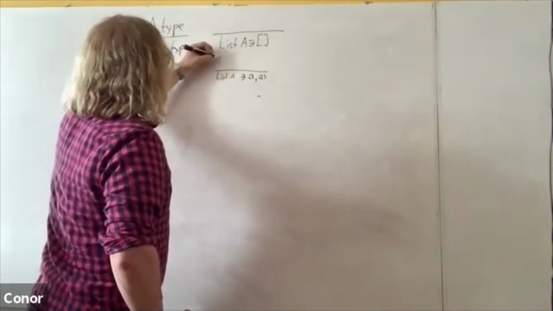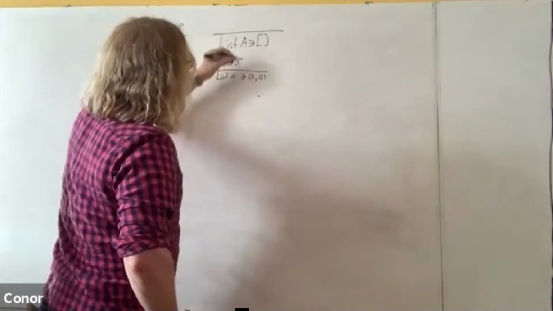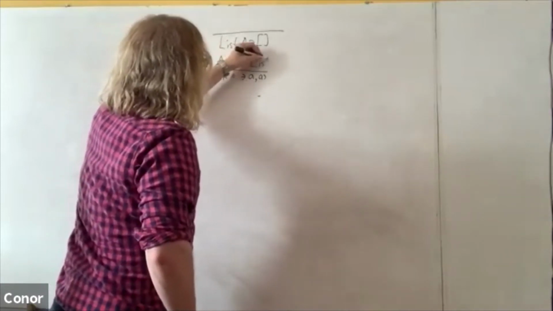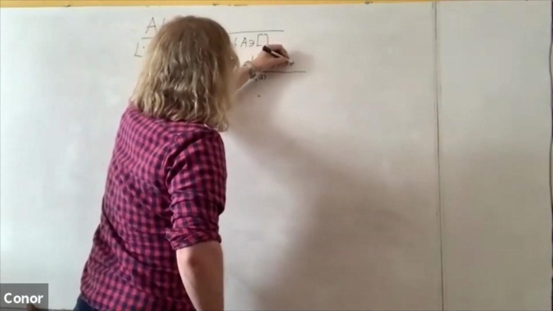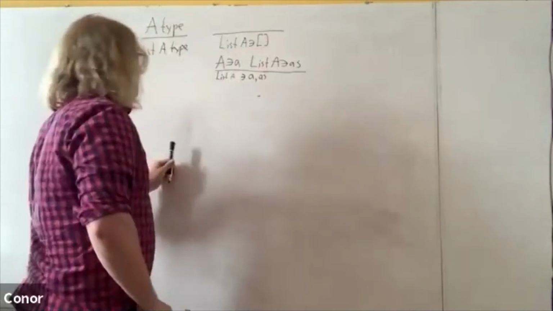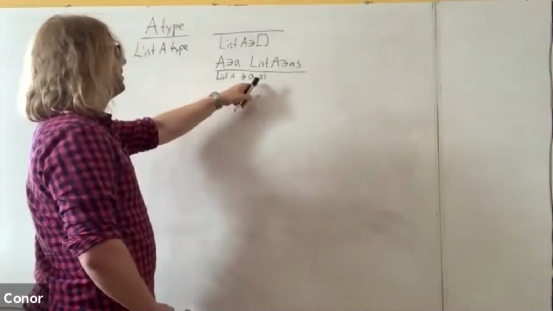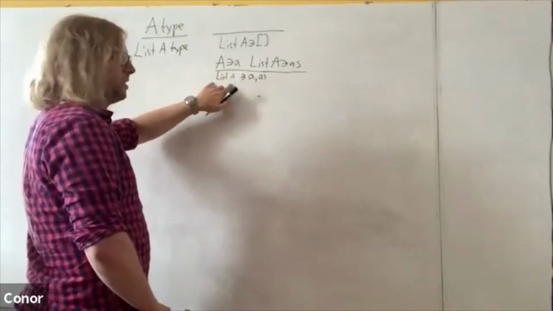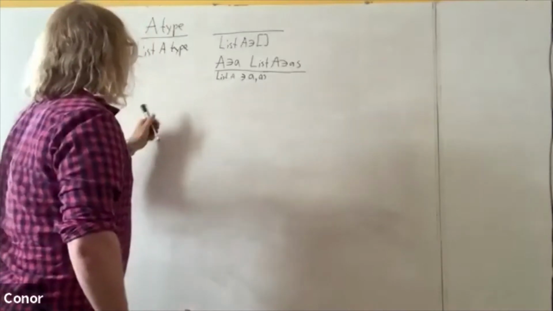Well, I need to check that A accepts the first element, and I have to check that list of A accepts the tail of the list. So notice that, again, the type comes first, and then afterwards, I'm asking, does it make sense to accept this as an element of this type? Okay. So that's how we introduce lists.